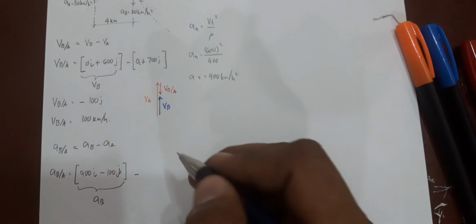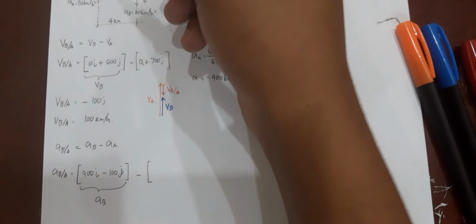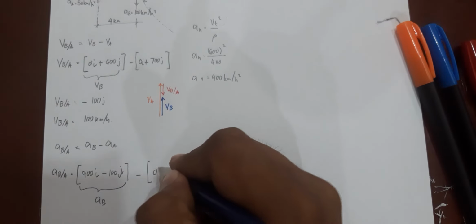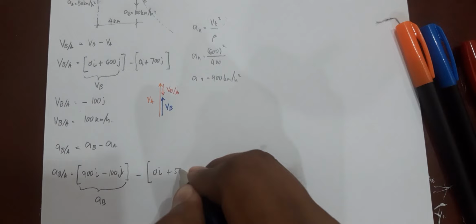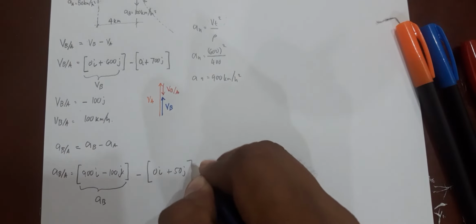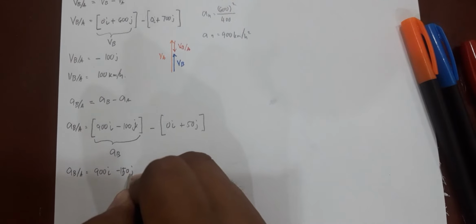Next, you have the acceleration for A. Again, you do not have any x component, so you have 0i, and then you only have that one as the direction of your acceleration, so you have plus 50j. Next, you simply combine like terms: i and i combine, j and j combine. So the acceleration of B relative to A is equal to 900i minus 50j. That is the vector form of your resultant.